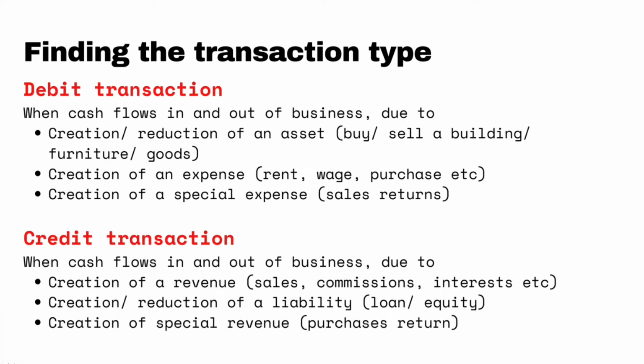Okay, now we need to find out, given a transaction statement, what kind of a transaction is happening. Is it a debit transaction or a credit transaction? Now, how do we find that out? We need to look at what exactly is happening in that transaction when it comes to business. When cash flows in and out of business due to either a creation or a reduction of an asset, like for example you are buying or selling a building or furniture or the goods. Maybe you are purchasing goods from outside, or maybe you are selling your products. That is a creation or reduction of an asset.